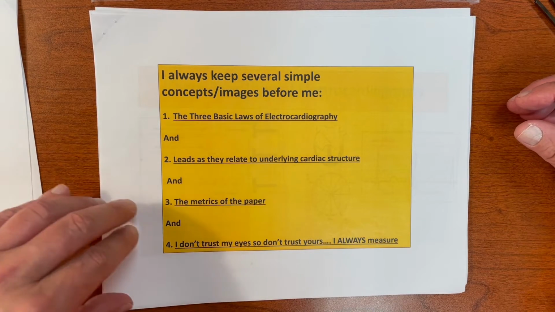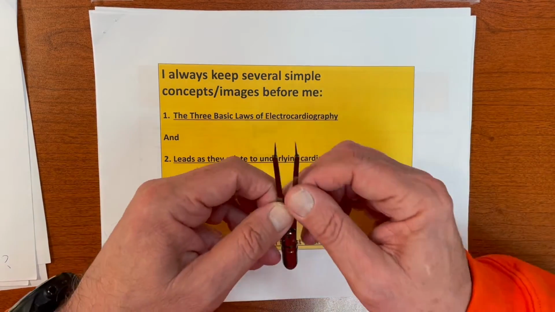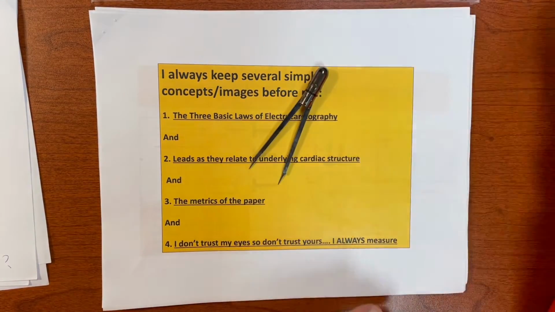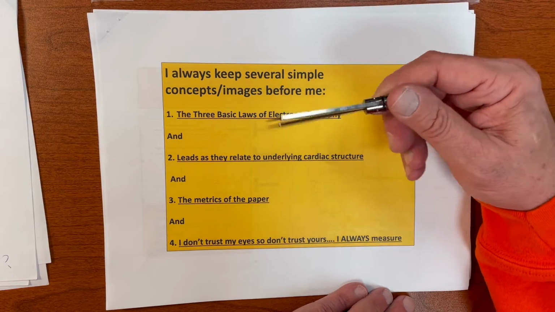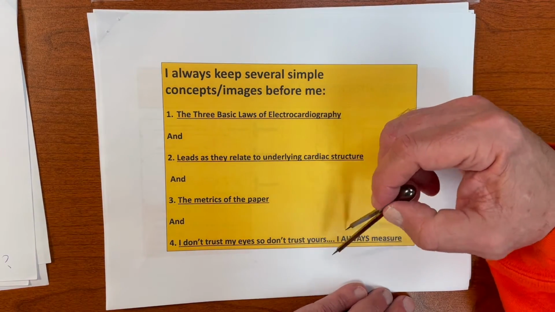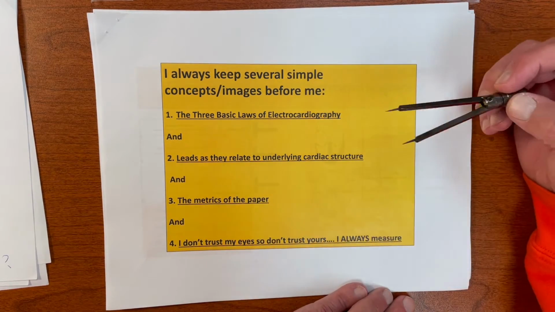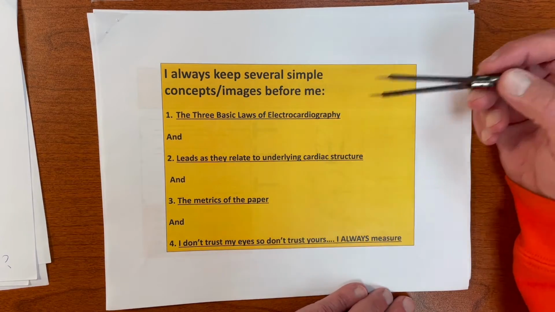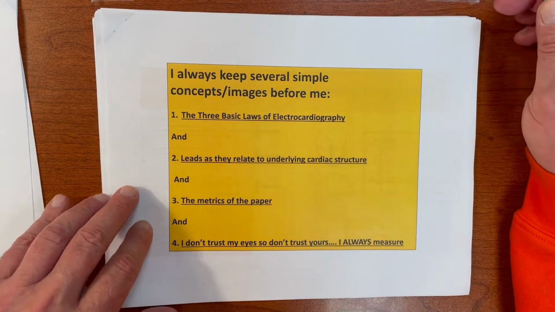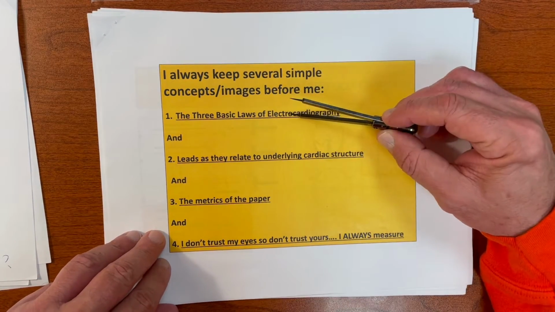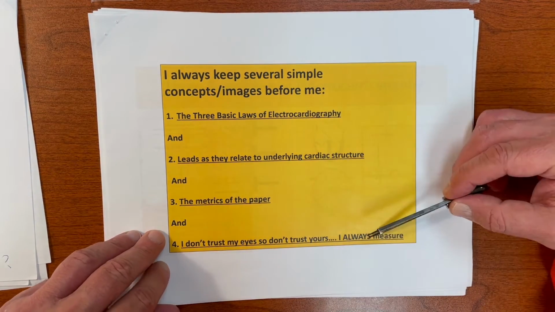All right. Then we have to understand the paper that the EKG is generated on, because we're going to be making measurements. We're going to be making measurements with this. These are calipers, as you can see. Going to number 4, you can't do this without calipers, folks, okay? We're always measuring. I've been doing this now for almost 40 years. I don't trust my eyes. Okay, and this is important because we're going to be talking about, is something regular or irregular? Sometimes it's hard to tell with the naked eye. So this is it: three basic laws, leads and structure, what's the paper, the metrics of the paper, and then always use these.